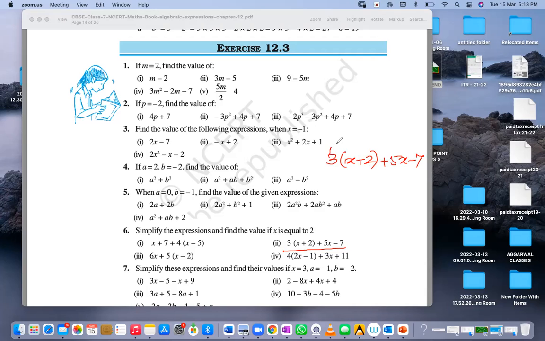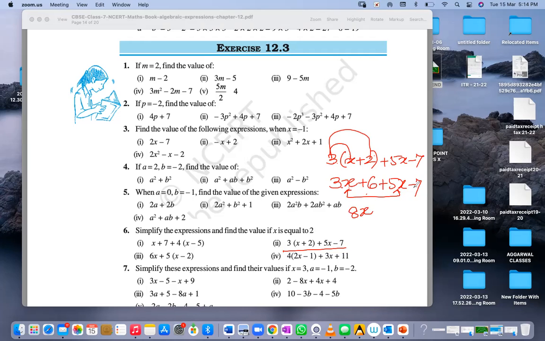See, this is the question. Which bracket will you open? We will open this one. 3 into x gives 3x. 3 into 2 gives 6. You know how to open brackets. This 3 is multiplied with x as well as with 2. So 3x, and 3 times 2 is 6. One more 5x is here and minus 7 is here. Now look for the like terms. What are the like terms here? 3x and 5x. When you add 3 to 5, it gives you 8x.